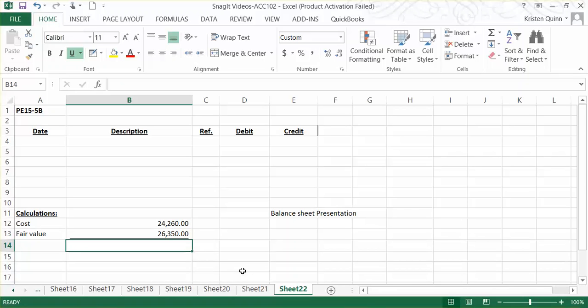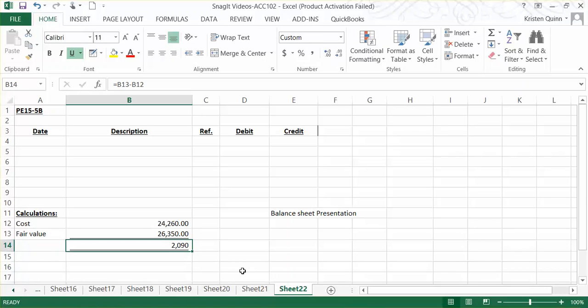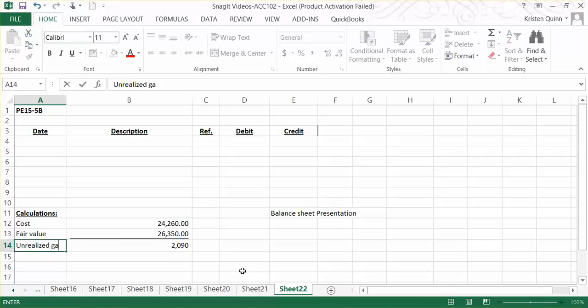So we now need to figure out our difference. We take our fair value and we subtract away our cost. And in this case, we have a positive number, which means we have an unrealized gain. It's unrealized because we didn't actually sell these investments. The fair value of these investments could change every day. So again, it's unrealized because we didn't actually sell our investments.